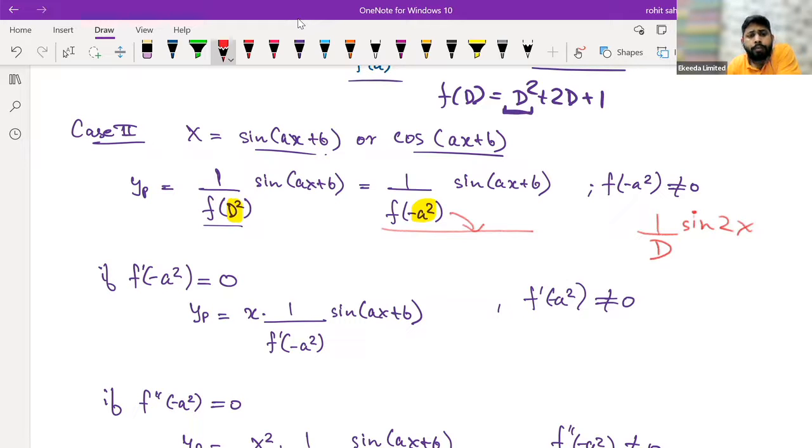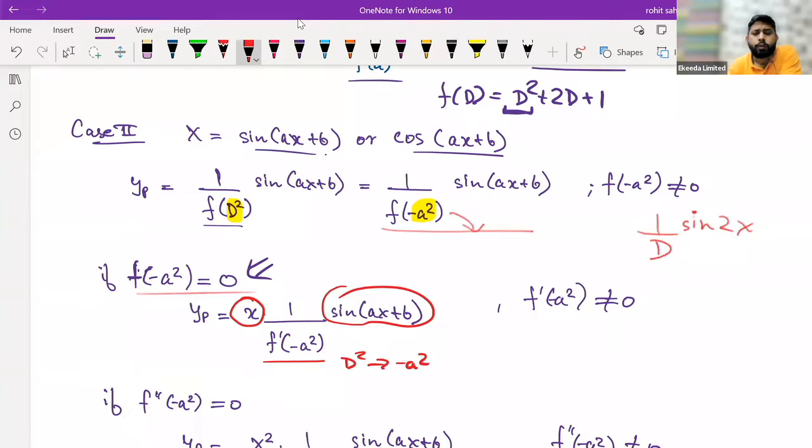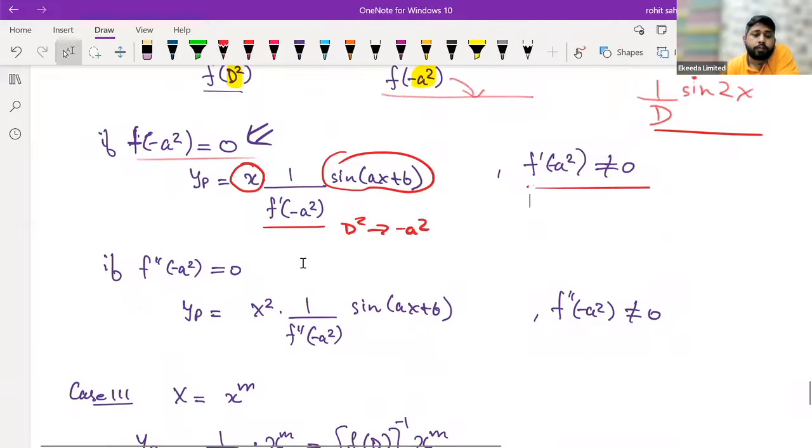Okay. Now what happens if your first derivative at this minus a square becomes 0? In that case, again you have to apply the factor of x, and in differentiation you replace d square with minus a square, and this is sin ax. After that, the operation like I showed here, if it applies you do it, if not you don't. The condition is that your first derivative should not be 0 at minus a square. If this also becomes 0, then it's nothing, you do what you were doing before.